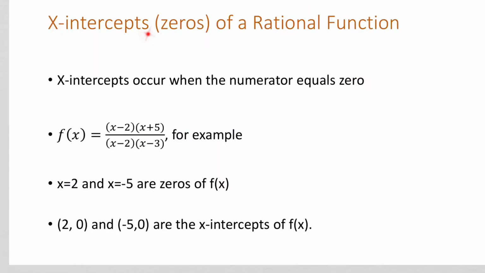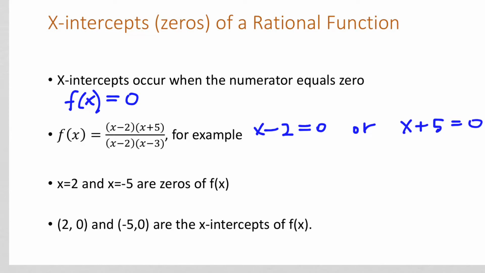Next, we'll talk about x-intercepts, also called zeros, of a rational function. We know something about zeros already. We know that those are the solutions to the equation f of x equals 0. So if we have this rational function right here, we want to find out what causes f of x to be 0. So the way that you tell is you look at your numerator. If either of these factors equals 0, then f of x will equal 0.